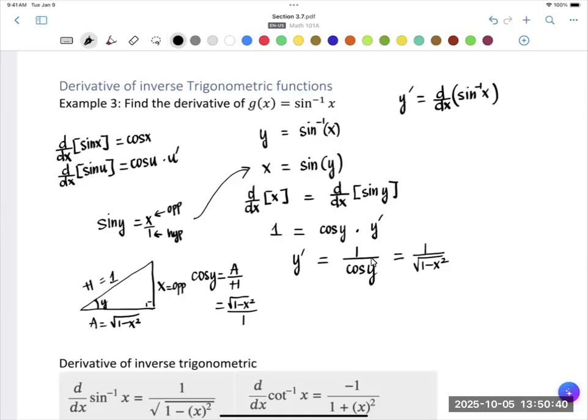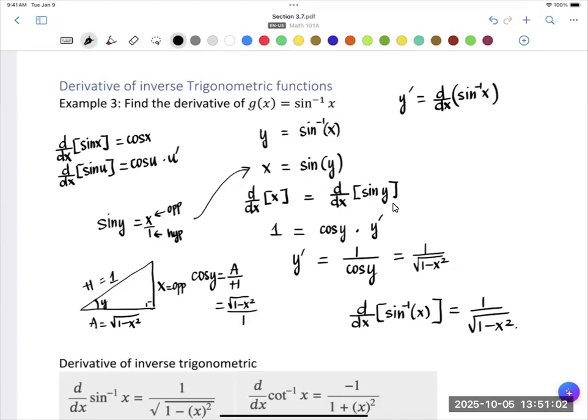So that will be my derivative of the sine inverse function. The derivative of the sine inverse function now becomes 1 over the square root of 1 minus x squared. So that shows what the derivative of the sine inverse function is.